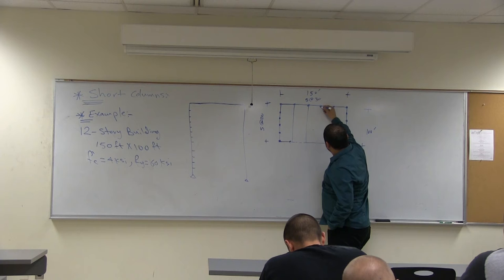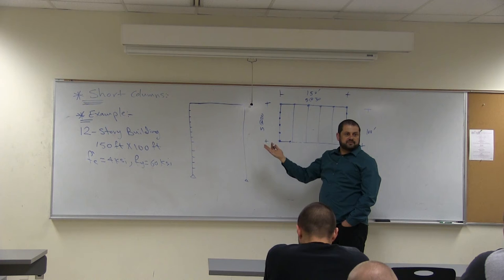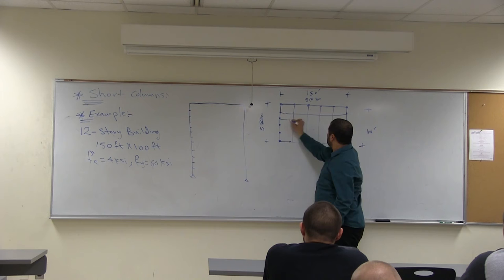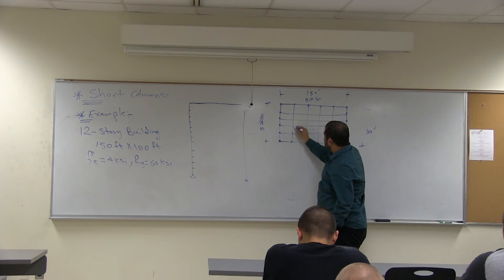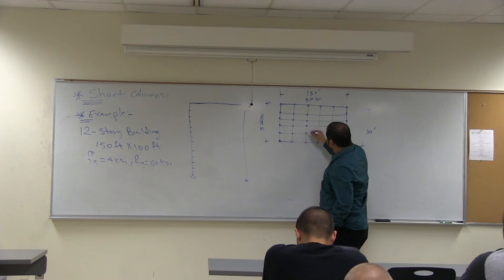In one direction, one span will be the beams. The other span will be what? The girders. Right? Then we have columns here. I said all the interior are circular. We require these to be circular columns.